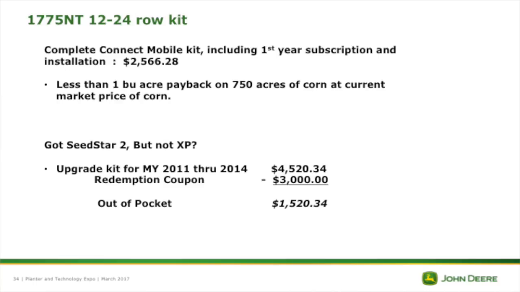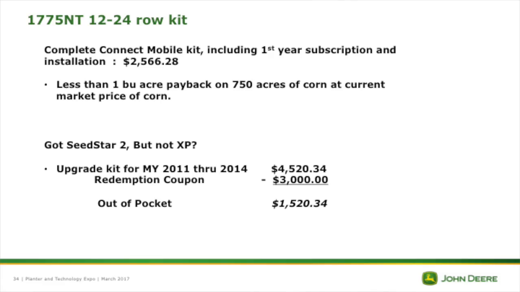If I had an NT planter, or any planter that's already been upgraded to XP, what's it cost to get SeedStar Mobile? A complete kit with labor and installation is $2,566. The math on that at today's current market value of corn, all I have to do is pick up 1 bushel an acre on 750 acres of corn.